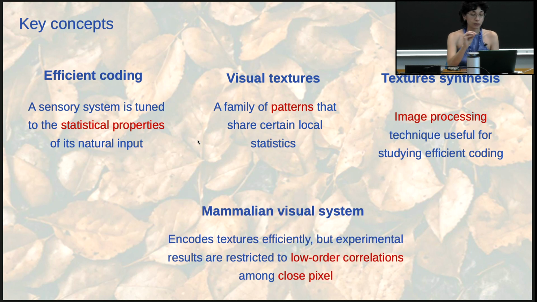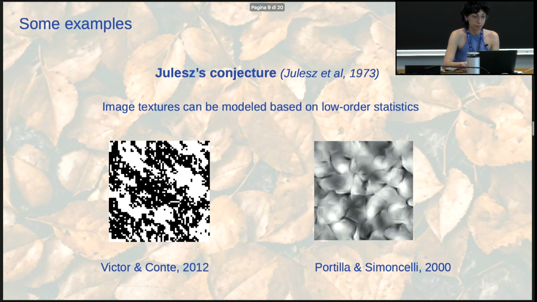And all of these concepts are put together and justified in the context of cognitive neuroscience by the fact that we know that the mammalian visual system encodes textures efficiently, according to efficient coding, but the experimental results are limited to low-order correlations among close pixels that do look like textures, but are not very naturalistic.